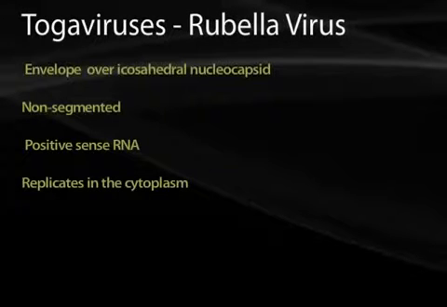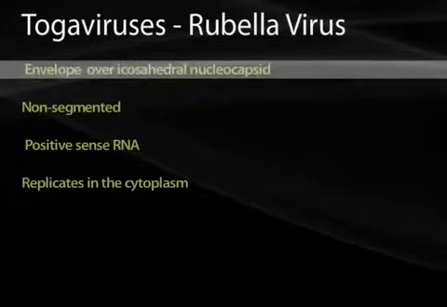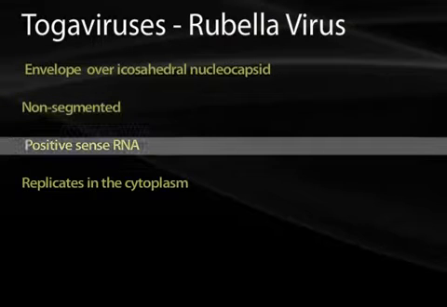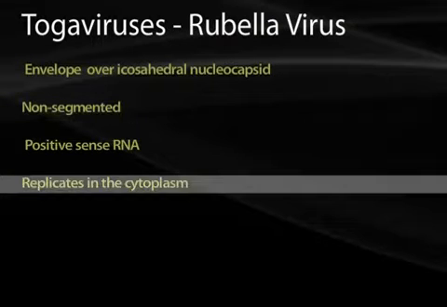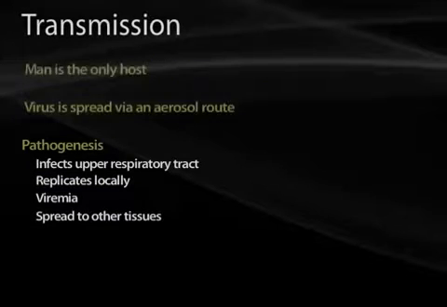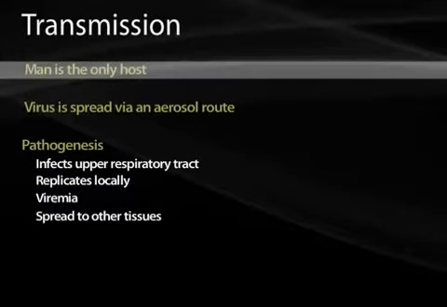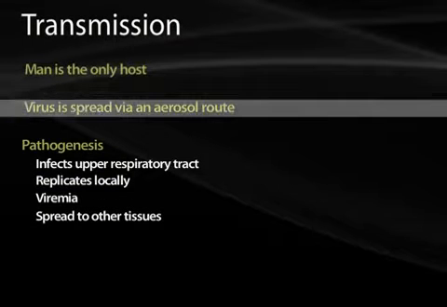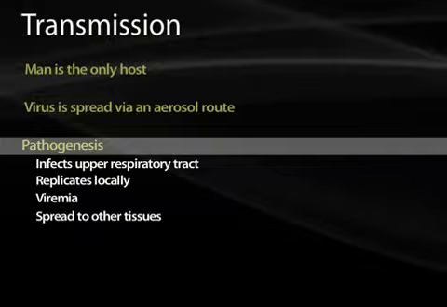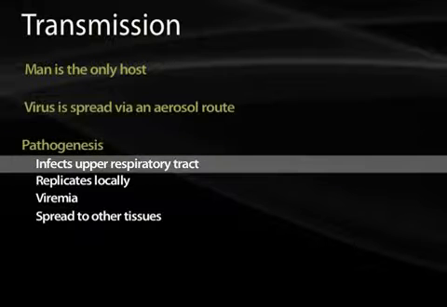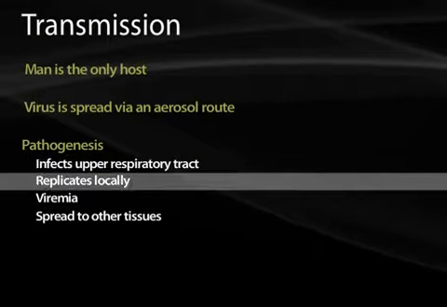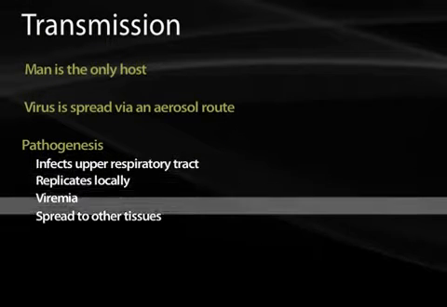Togaviruses include rubella virus, which is an envelope over an icosahedral nucleocapsid. It's non-segmented, positive-sense RNA, and it replicates in the cytoplasm. Man is the only host for this virus, and so the virus is spread by an aerosol route. The pathogenesis includes infection of our respiratory tract epithelium. There it replicates locally, causes a viremia, and can spread to other tissues.